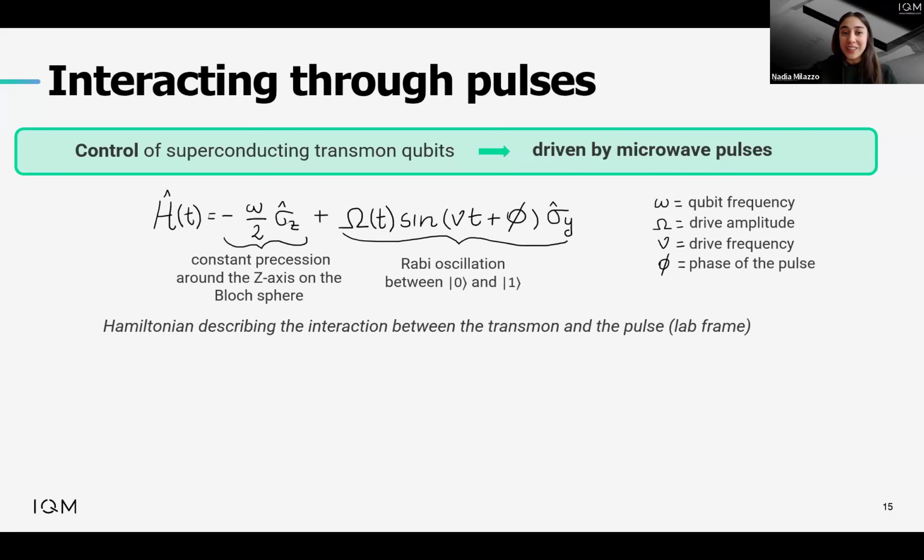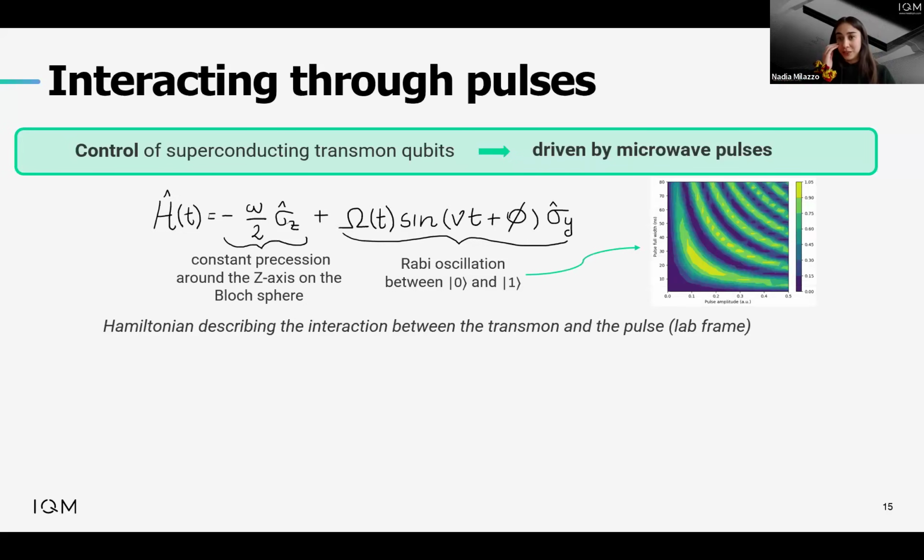And again, here we have a Hamiltonian. This time, this Hamiltonian doesn't describe only the transmon, so not only the qubit, but the interaction of this qubit with the microwave pulse. We have a term that is still relative only to the qubit, but we have another term, more interesting for us, that describes this interaction, what happens when we really send this pulse on the drive line of the qubit. And this is what is called a Rabi oscillation term.